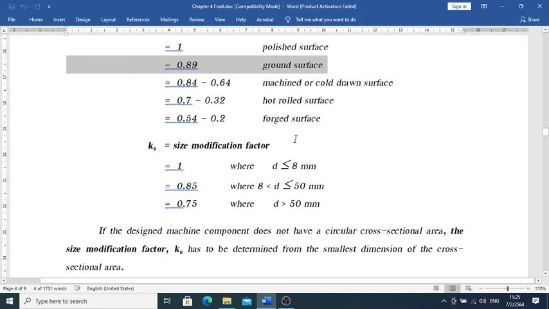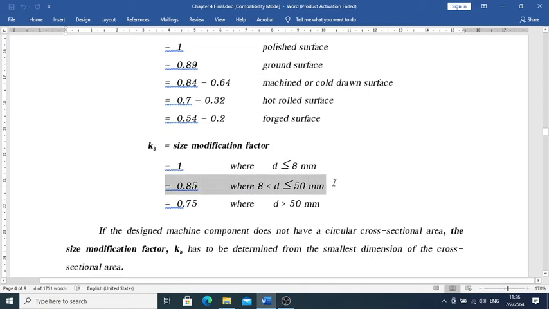And for the size modification factor, it's going to be 1 if the size is less than 8 millimeters. For the size of the shaft between 8 and 50, it's 0.85. If greater than 50, it's going to be 0.75. I want you to highlight this here. Typically, the normal size of the shaft is going to be between 8 and 50 millimeters all the way.